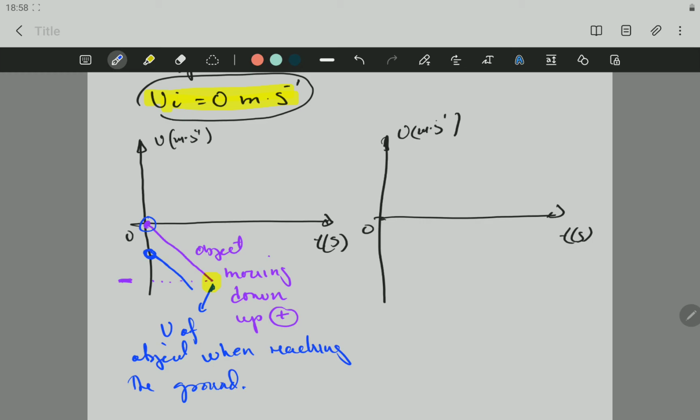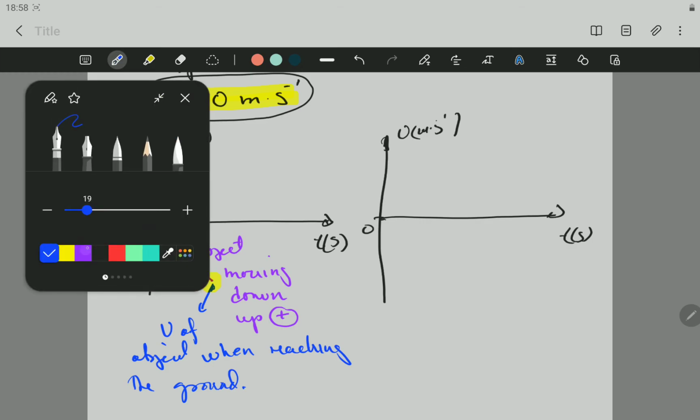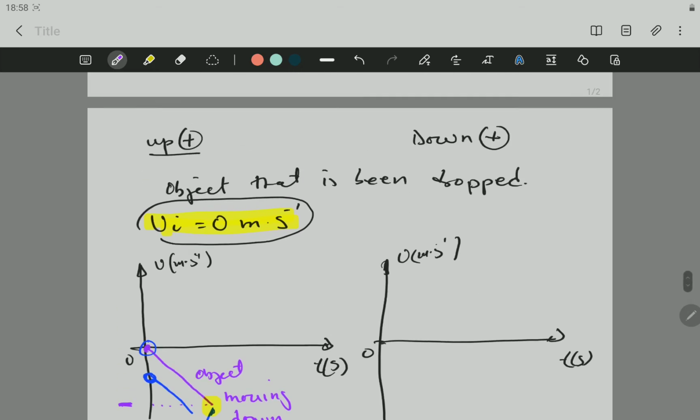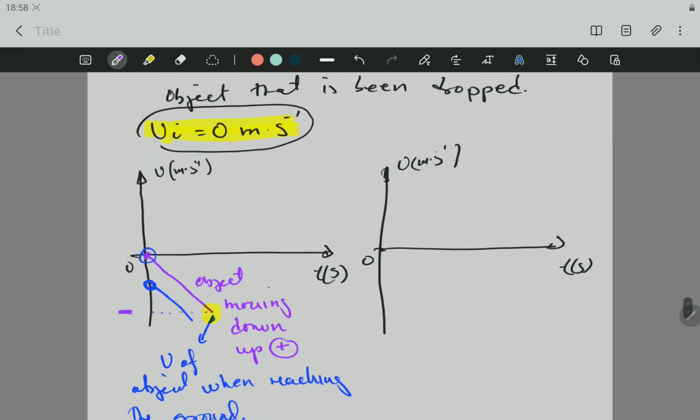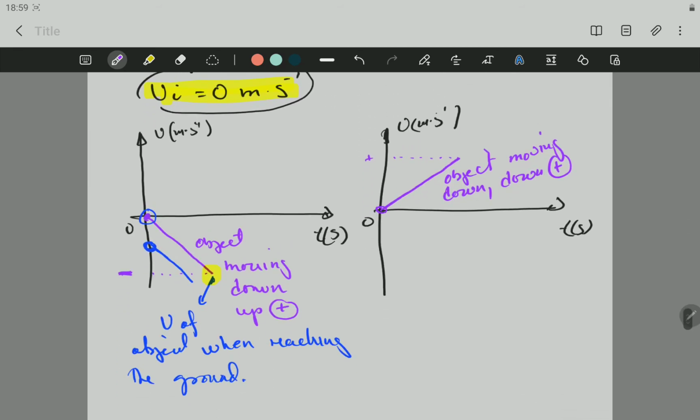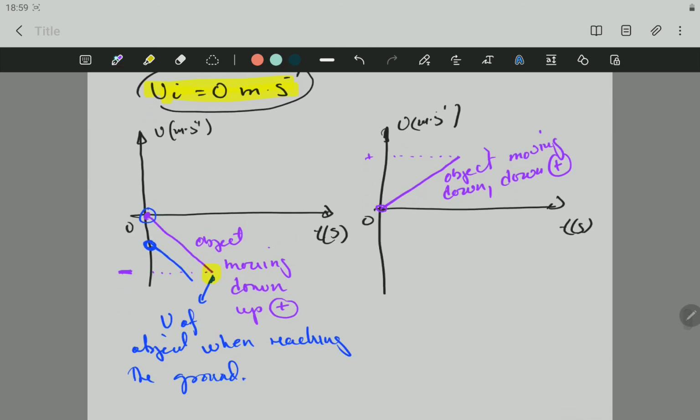Okay, so now same object, but in this case we take down as positive. The object is moving down, so you're starting from 0, but the final velocity of the object, the velocity at which the object reaches the ground, is going to be positive. This is an object moving down, and down is positive. Down is positive in this situation. That is why the final velocity is positive.